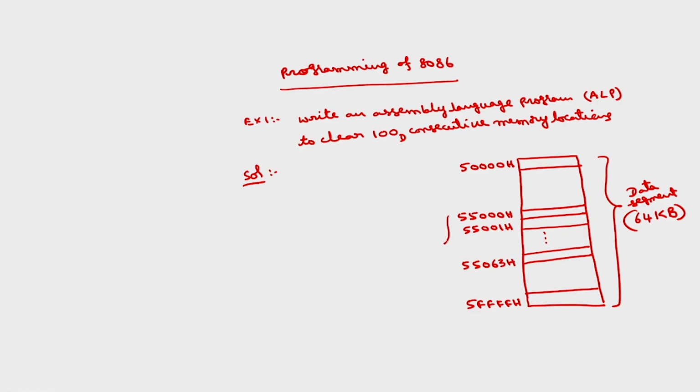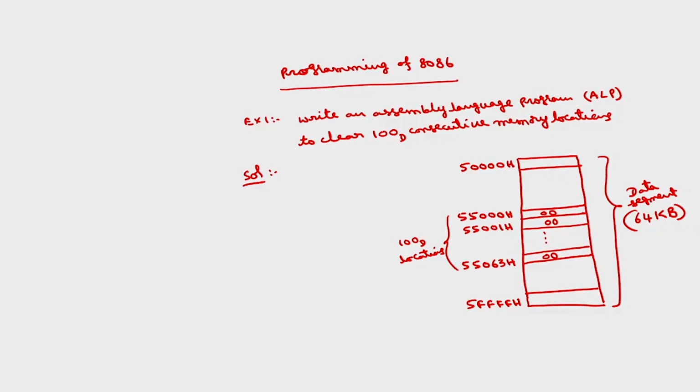So, from here to here there are a total of 100 decimal locations. I have to write a program to load 00 into all these locations. Whatever the previous data was, after writing this program, these 100 locations have to be cleared. So for that, what will be the data segment?